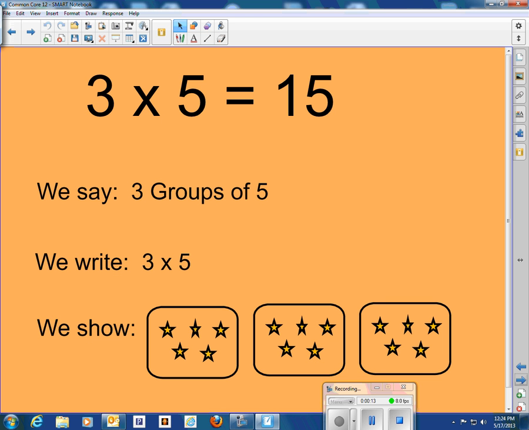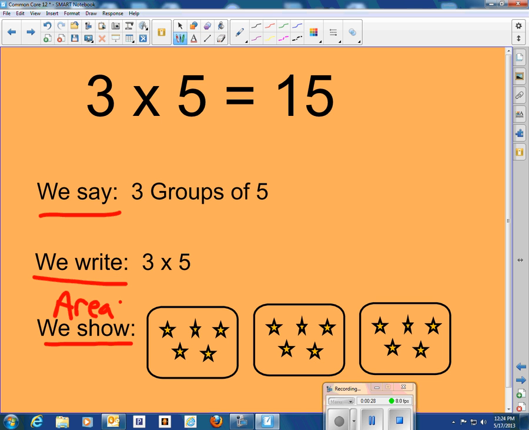So we're going to start with just a simple multiplication problem. 3 times 5 equals 15. And we're going to look at this 3 different ways. We're going to say it, we're going to write it, and we're going to show it. And another word for show, which we have learned, is area model.